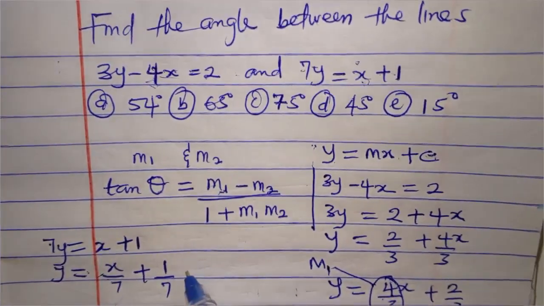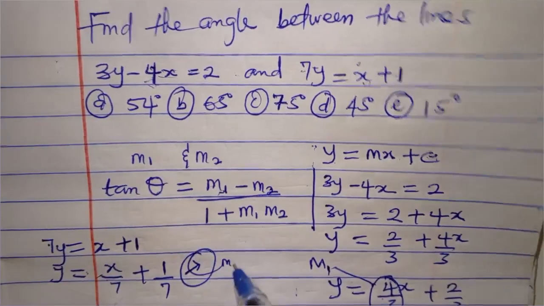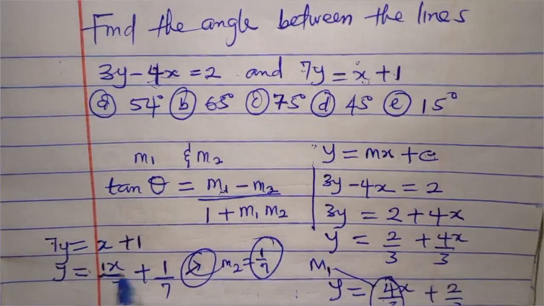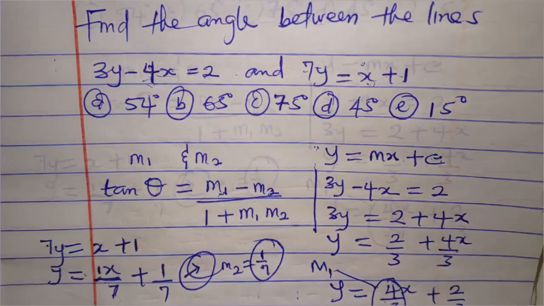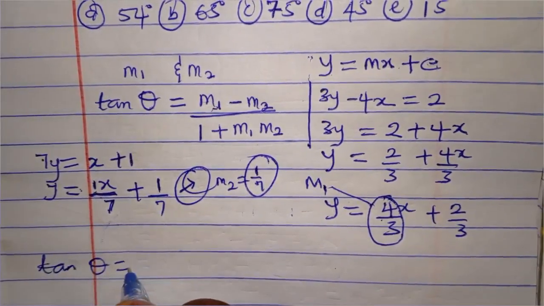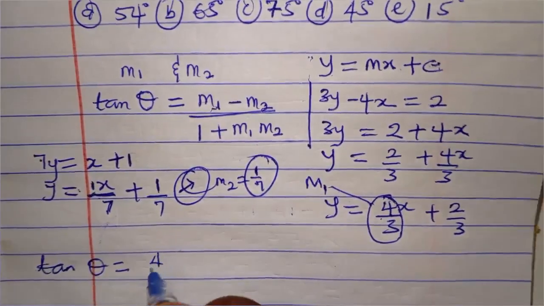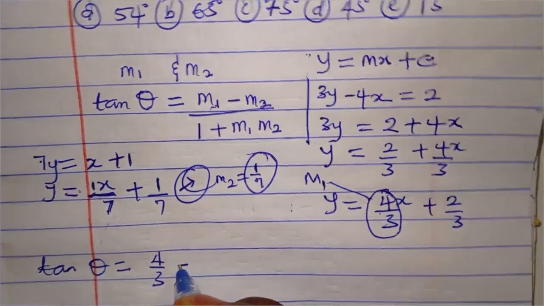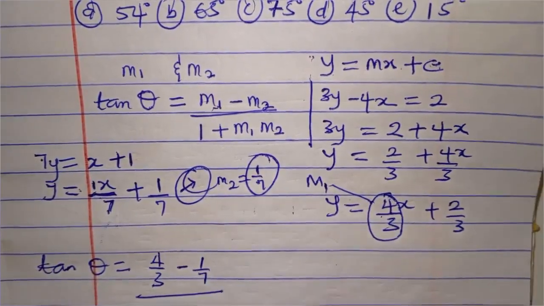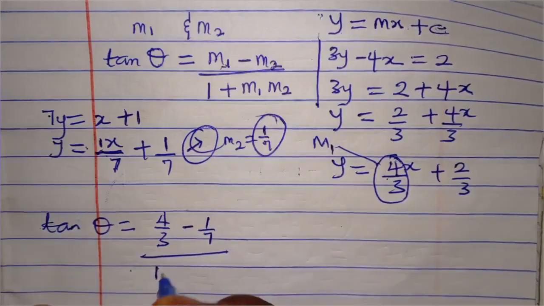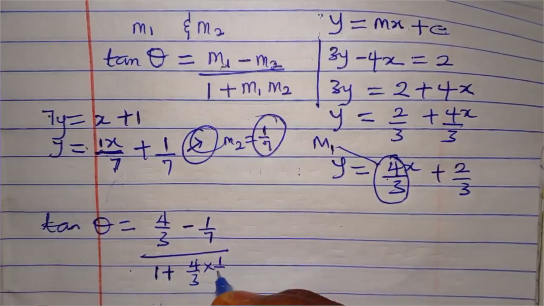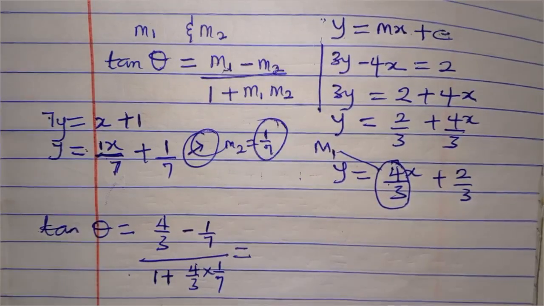So m2 from here, m2 is 1 all over 7. Look at it, the coefficient of x here, 1 all over 7. That's m2. Applying the formula, tan theta is equal to m1. What is m1? 4 over 3 minus m2, which is 1 over 7, divided by 1 plus 4 over 3 times 1 all over 7. So we have this.